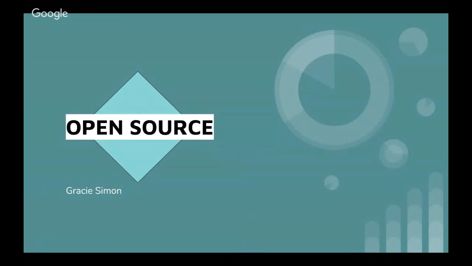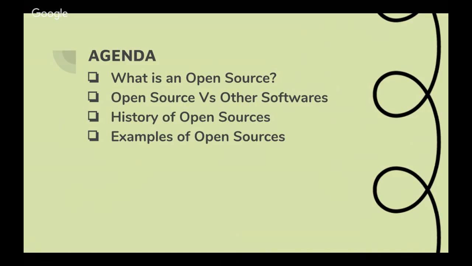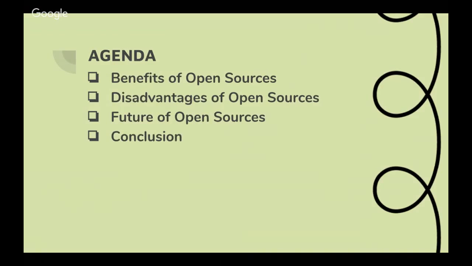I'm going to be presenting today about open sources. To start off, I thought I'd go over our agenda: what exactly an open source is and some quick facts about it; open sources versus other softwares, so how do they compare; and the history of open sources, so how they began, and examples of open sources. I'll give a few of those. And then the benefits and the disadvantages that go with open sources, and what the future looks like for this phenomenon. And just a conclusion over my points of what I talked about today.